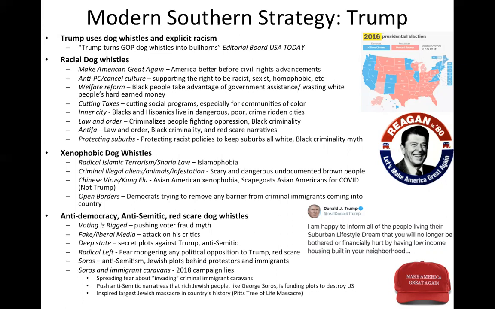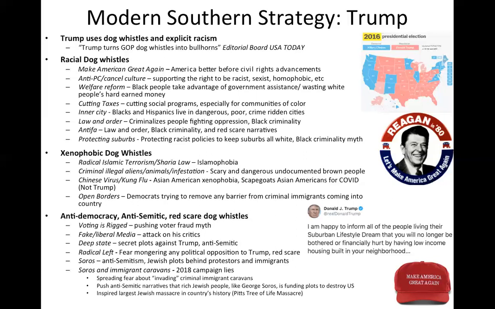And he removed that and basically tweeted, "I'm happy to inform all of you people living their suburban lifestyle dream that you will no longer be bothered or financially hurt by having low-income housing built in your neighborhood." So again, he pushes this idea that he's protecting the suburbs. He never actually says Black criminals, Black people invading, but that's the idea of that. The racial dog whistle behind that is that by maintaining white housing discrimination, these white suburbs can continue to be protected by keeping Black criminals out.